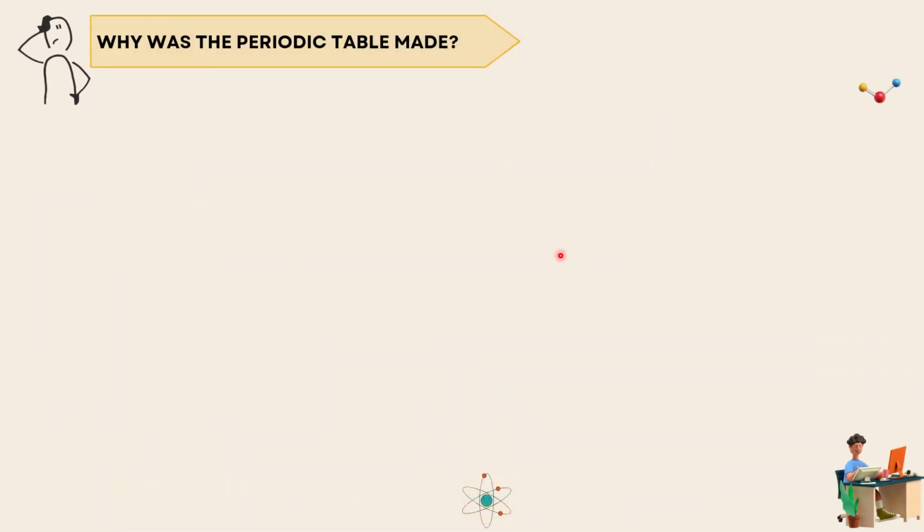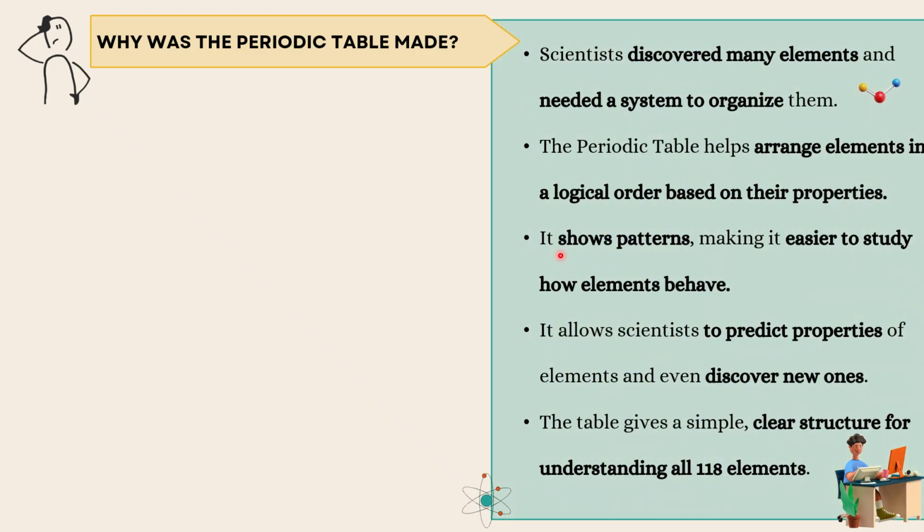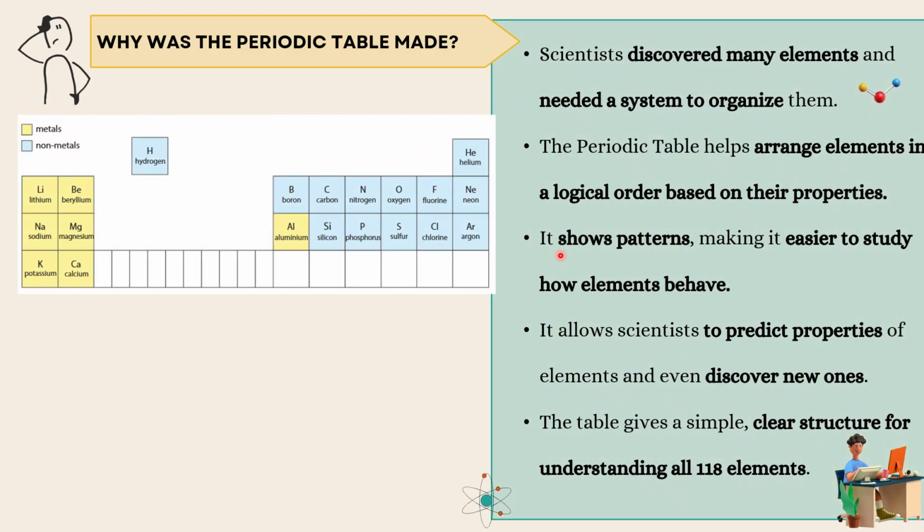Now the next question is, why was the periodic table actually made? What was the reason? Well, after the discovery of so many elements, there was a big problem: how to organize them. So scientists came up with an idea called the periodic table, where they arranged these elements in a proper systematic way in a table based on their properties or a logical order.